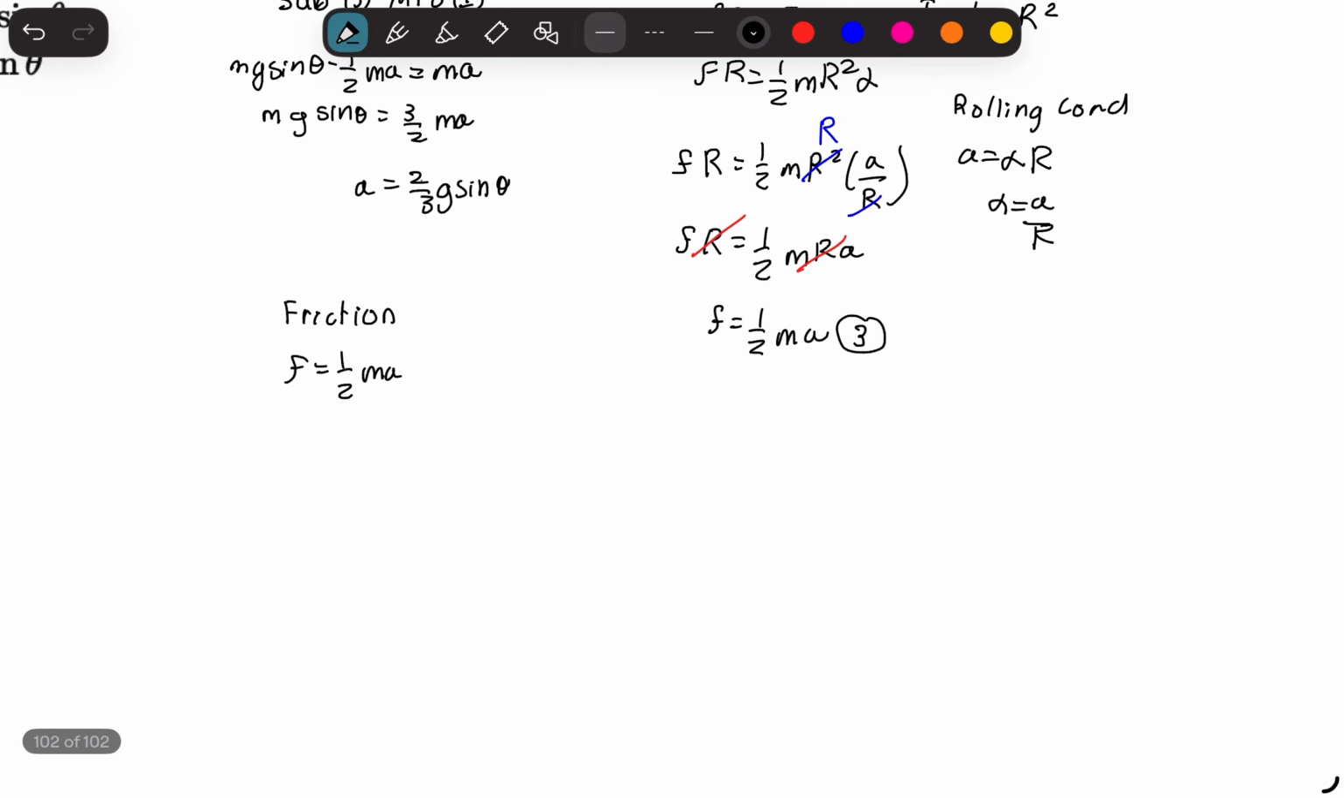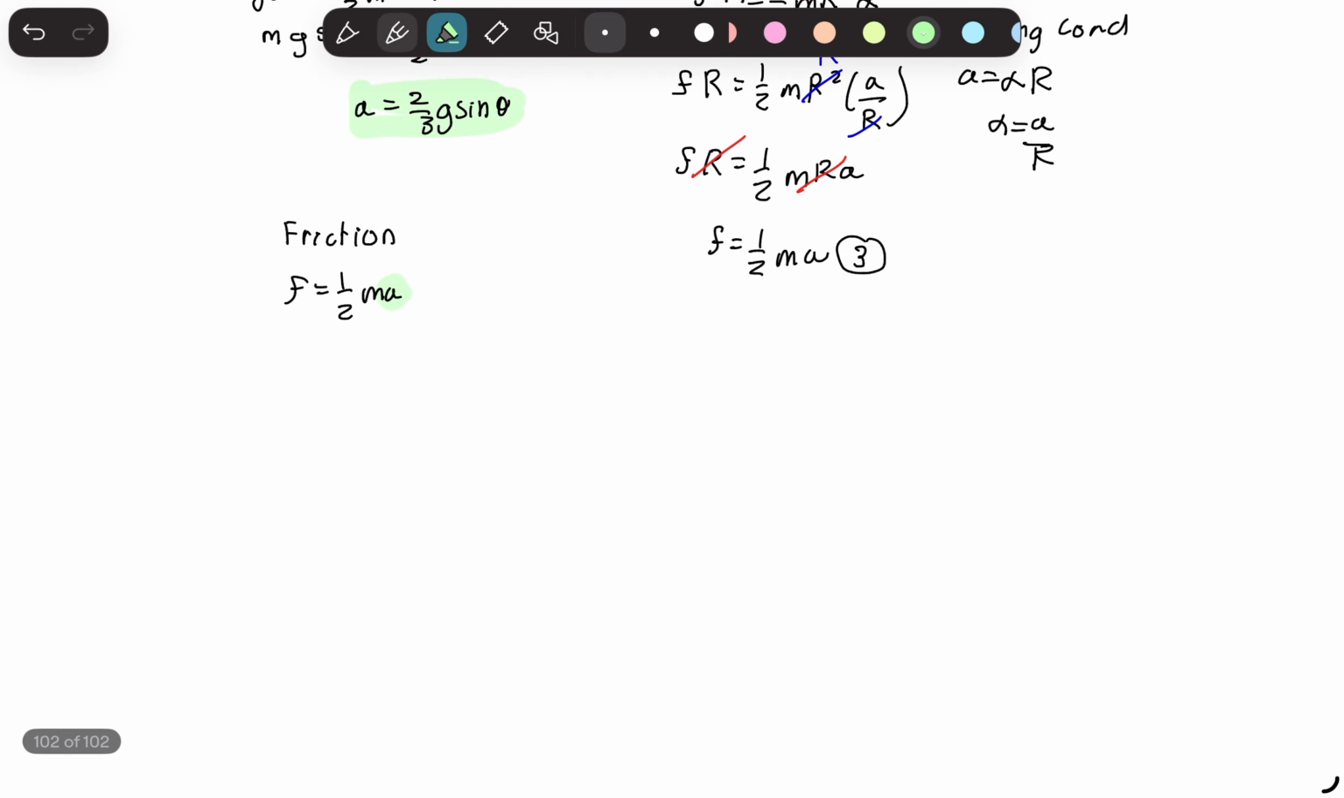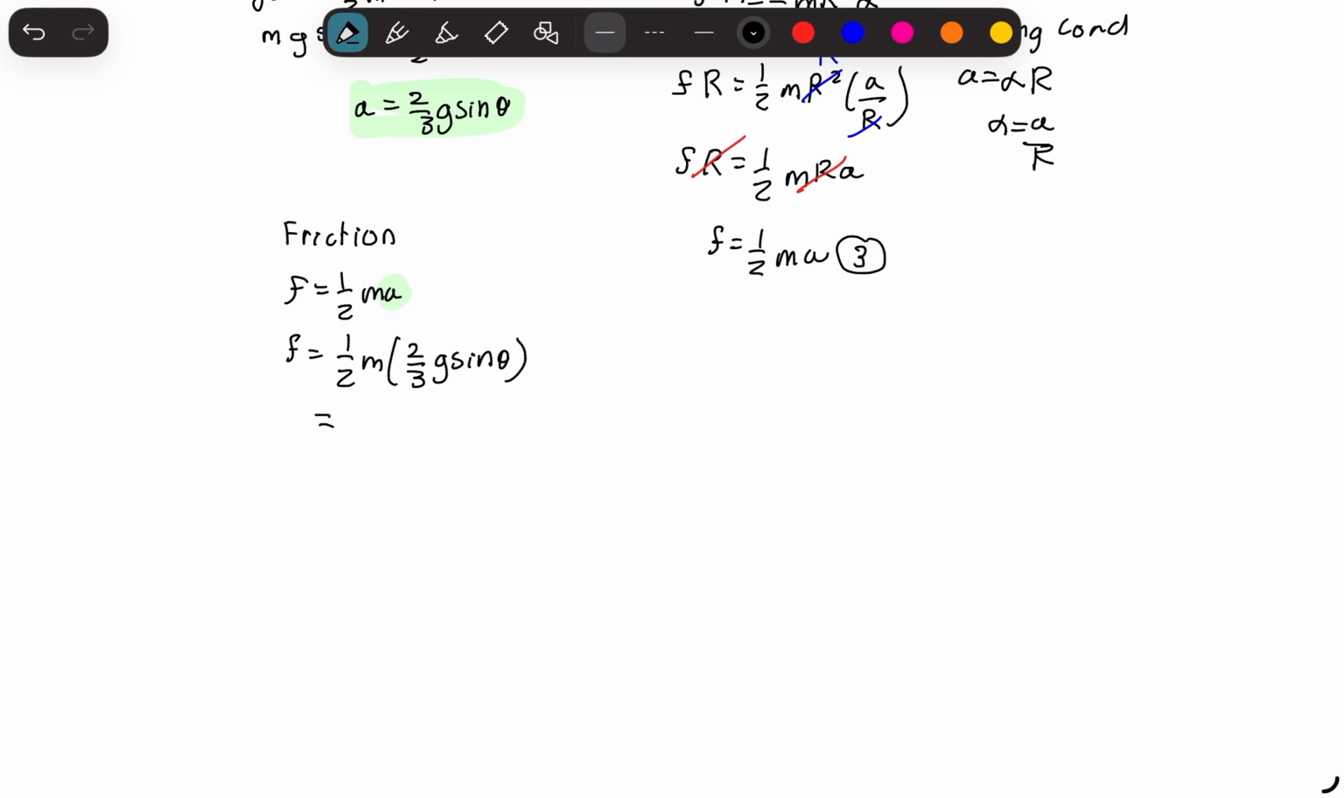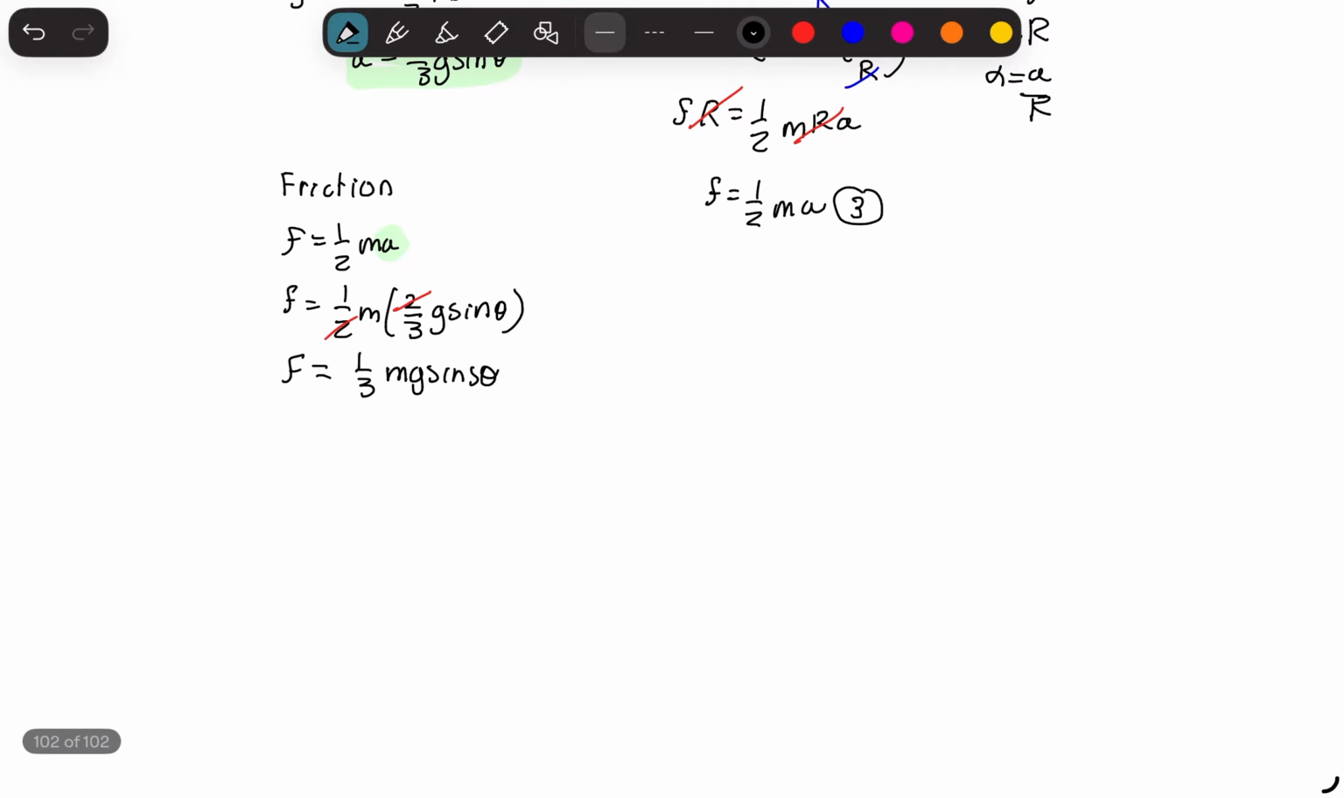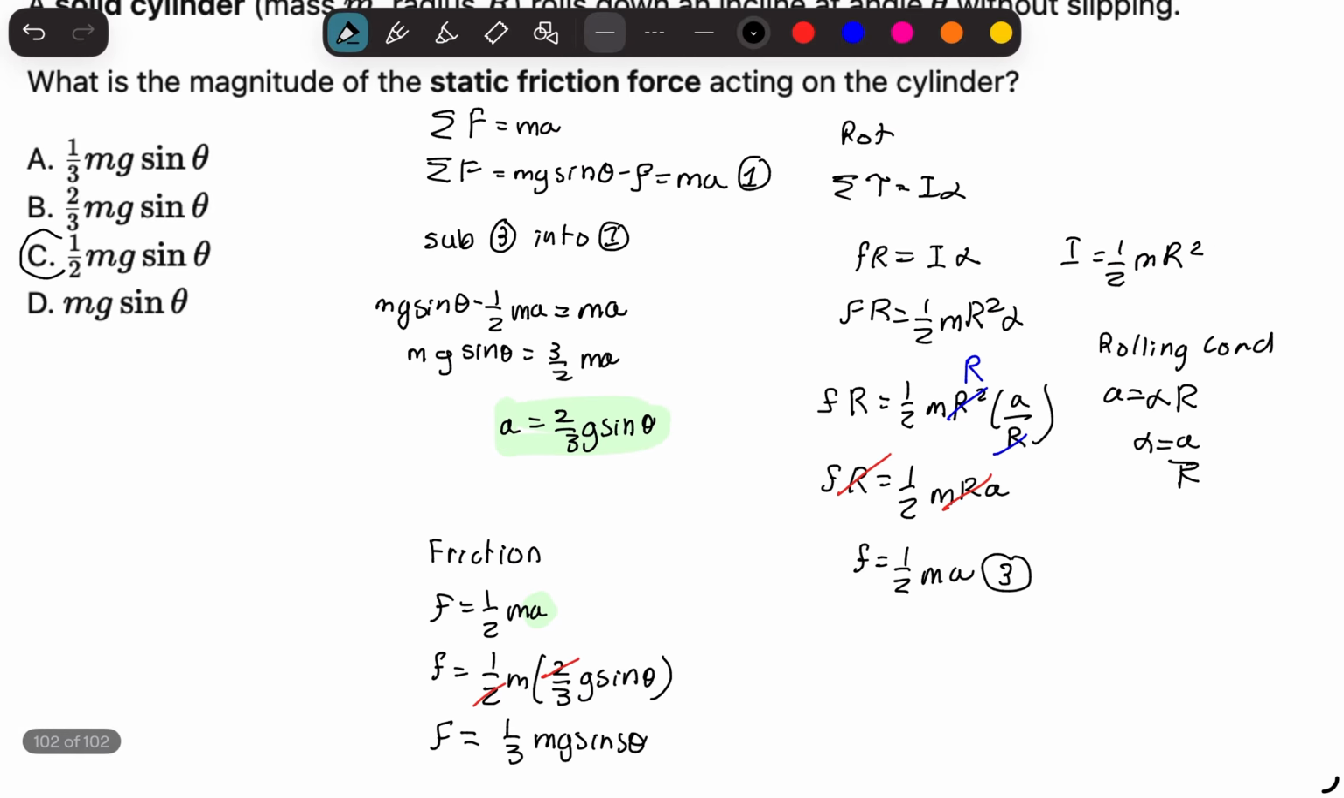So we have that a is equal to 2/3 g sine of theta. We're going to take this and substitute that in for a here. So your friction is equal to 1/2 m, and then that will be 2/3 g sine of theta instead. So this is equal to 1/3 mg sine of theta. That's because this 2 cancels out. That's F. So that is your answer: 1/3 mg sine of theta. That's A.